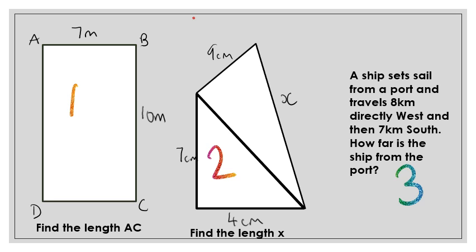Okay, so slightly different today in terms of how I'm setting the video up. Just showing you the questions we're going to look at in this video. First one here, finding the distance from A to C in a rectangle. Second one here, we have got two triangles together and we need to find this missing length here. Third one, we've got a worded problem.